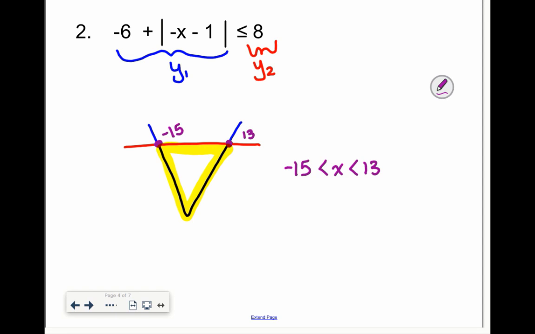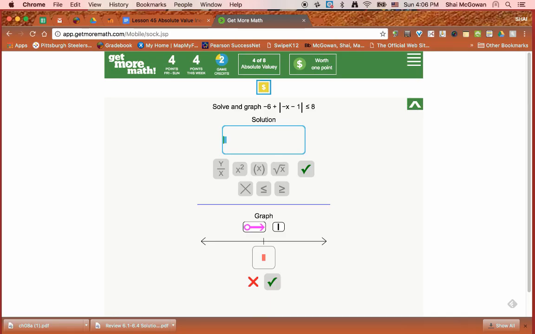You're going to now see me show you this in GMM also. So we saw on our calculator that the answer is x is greater than or equal to negative 15 and less than or equal to 13. So we're going to type that into GMM just as we would write it. So negative 15 is less than or equal to x, which is less than or equal to 13. Remember, these need to go smallest to largest. So that's our answer, how we type it.